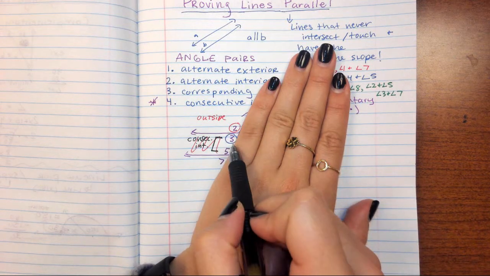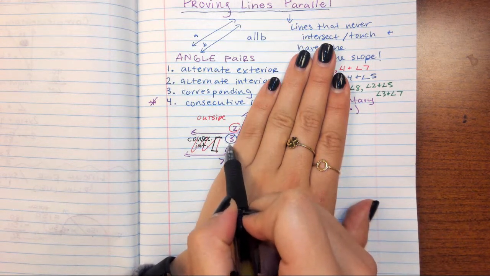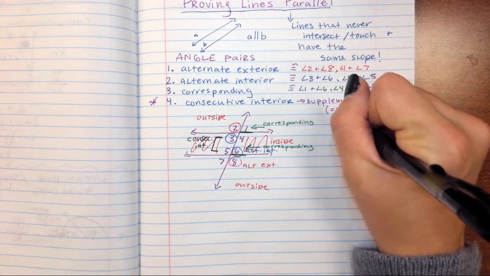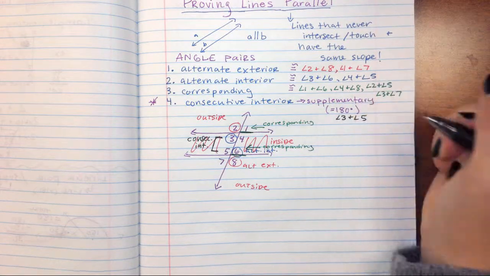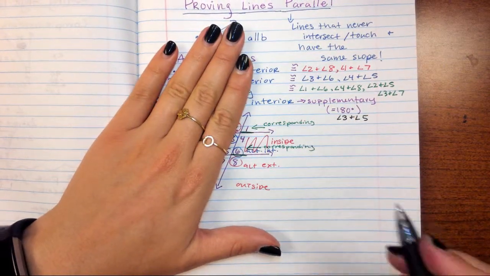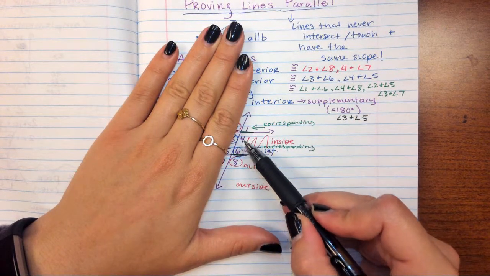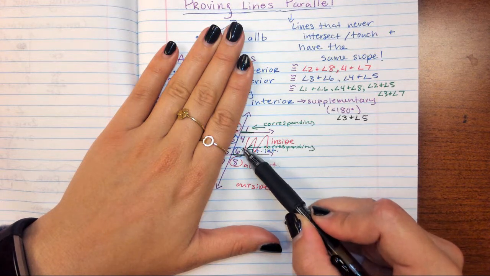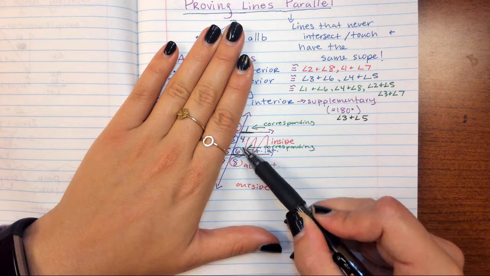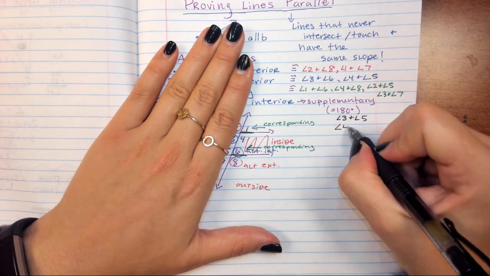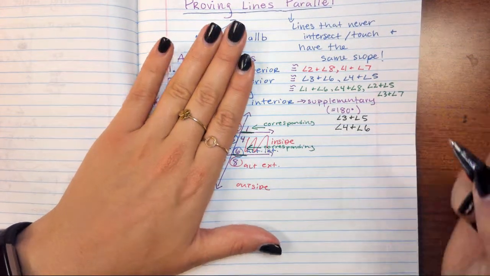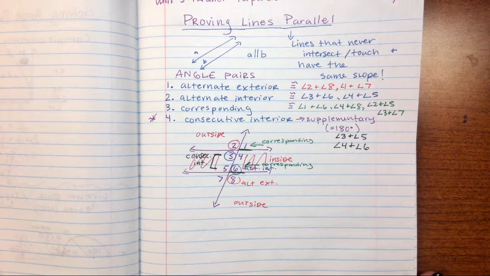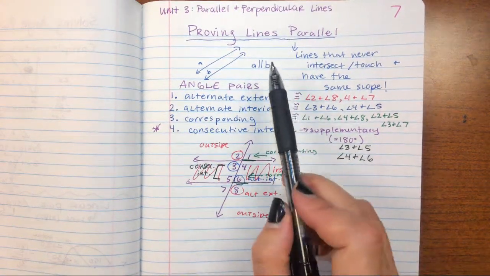And just a reminder, these two are the only type that are going to add up to 180. So I'll go ahead and write that down. Angle 3 and angle 5. Go ahead and do the trick. Cover up one side. You want consecutive, meaning same side, and you want interior, so you want 4 and 6. Consecutive interior, 4 and 6. Okay? And those are your 4 angle pairs that prove lines parallel.